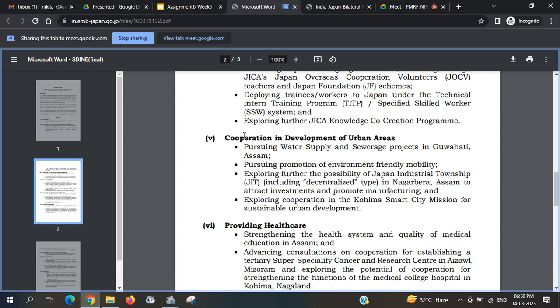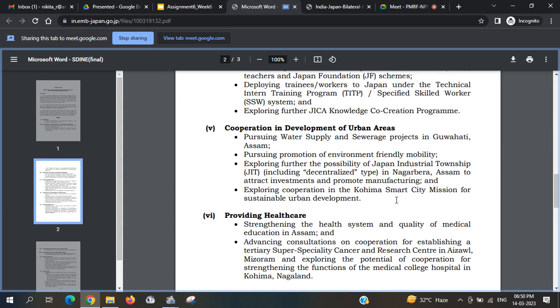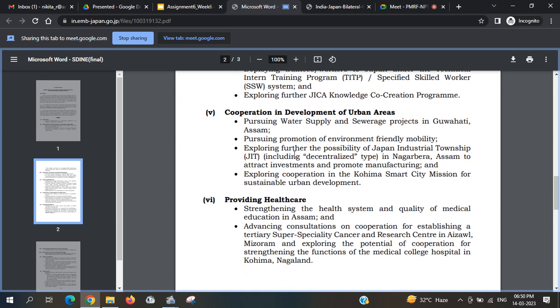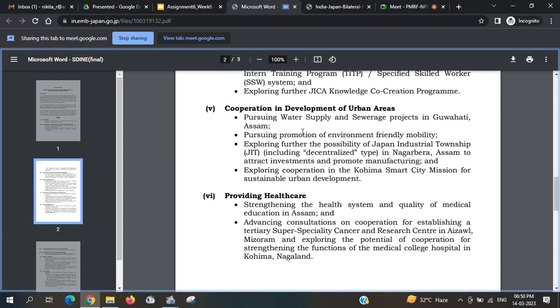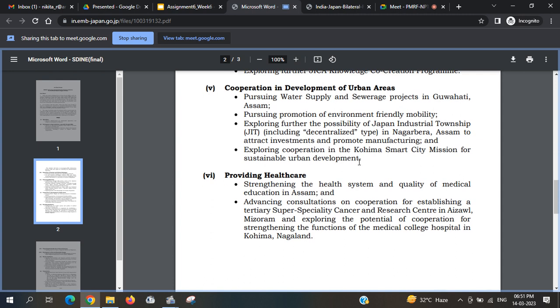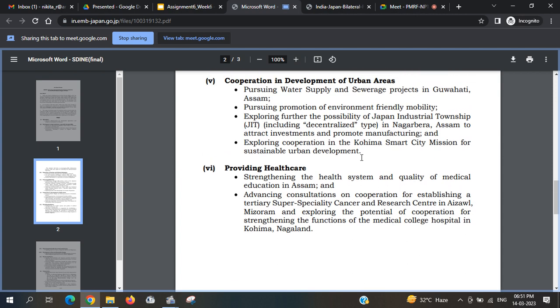Then cooperation in development for urban areas. So different infrastructures or other services can be improved through this cooperation. For example, pursuing the water supply and sewerage projects in Guwahati, Assam is a part of it. Then pursuing promotion of environment friendly mobility in the northeastern states. Then exploring possibility of industrial townships, including decentralization in Nagarbeira, Assam. Then cooperation in the Kohima Smart City Mission for sustainable urban development.